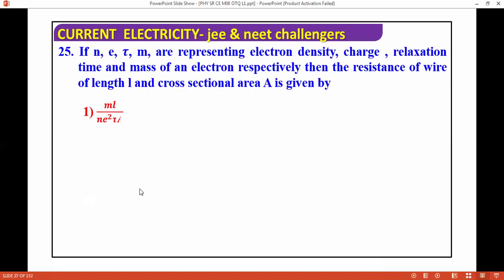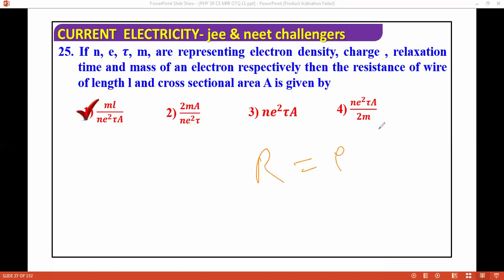Next question, again a very good question. It's my favorite question. Here n, e, m are the electron density, charge, and mass of the electron, within the resistance of a wire of length L and cross-section area A. The question is asking you the resistance. If you don't know anything, you can do this question by the elimination method as well. R is what? rho L by A. So it is confirmed that L will come in the numerator and A in the denominator. No L, no A, wrong. Even if I don't know anything about these concepts, I can do this question.